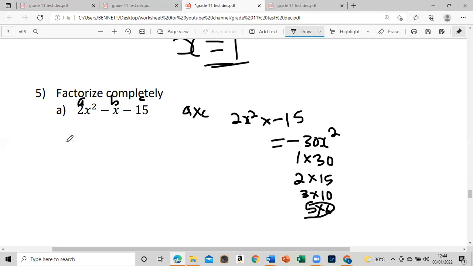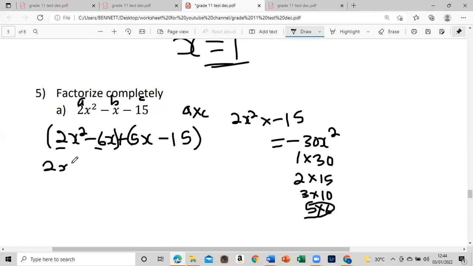So when I replace the x term, it's 2x squared minus 6x. The 6 is negative because it's bigger, plus 5x minus 15. Two brackets now, and take out the highest common factor. The highest number that can go into 2 and 6 is 2, and x is common. So it's x minus 3.